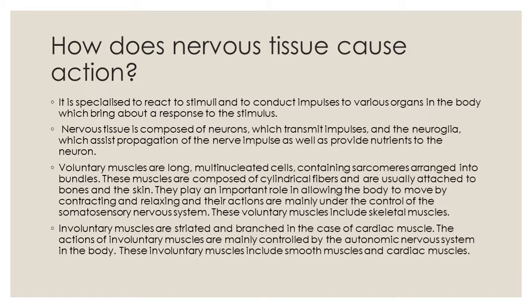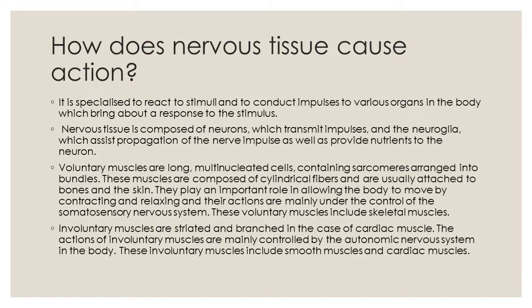How does nervous tissue cause action? It is coordinated, because as we are reading the chapter control and coordination, over here also lies the control and coordination. This coordination is a specialized reaction to a stimulus, to conduct impulses to various organs in the body, which brings about a response to any stimulus. Nervous tissue is composed of neurons. The neuron is the basic and fundamental unit of the nervous system, which transmits impulses, and neuroglia assist the propagation of nerve impulses, which is maintained by the dendrites, the axon, and the cell body, going to the synapses.